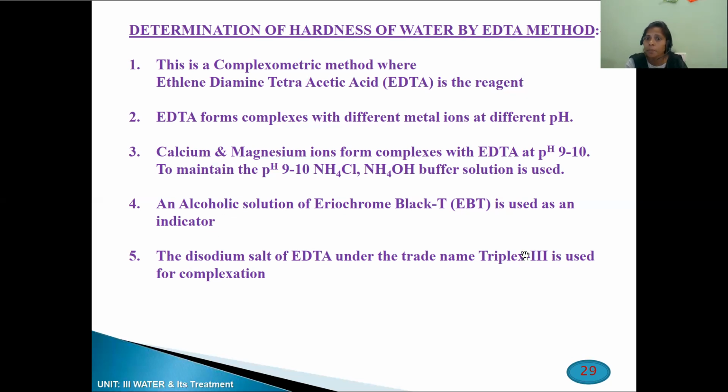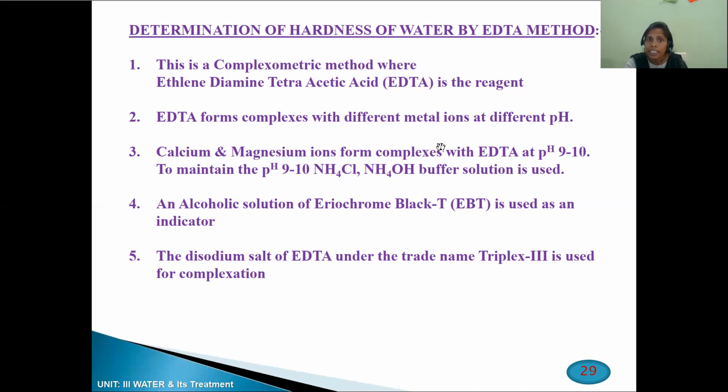This is named Triplex 3. It is used in complexometric titration. So these are the basic points in the EDTA titration. Let us recall this again. This is one of the complexometric titrations, and in this we are using EDTA as a reagent. Whatever EDTA is used in the titration reacts with metal ions at different pH.